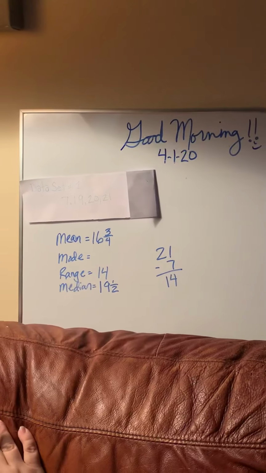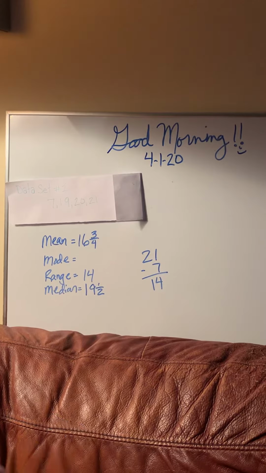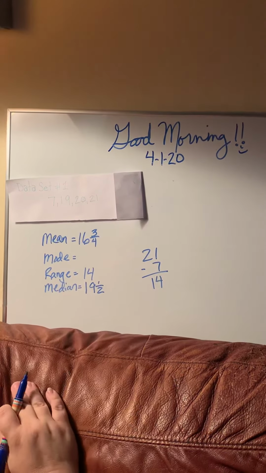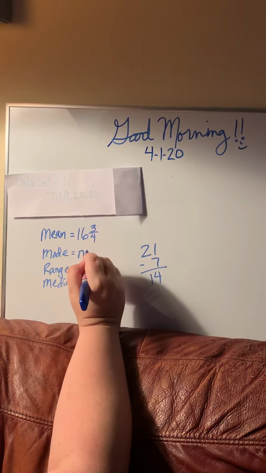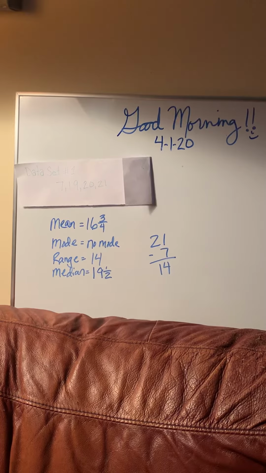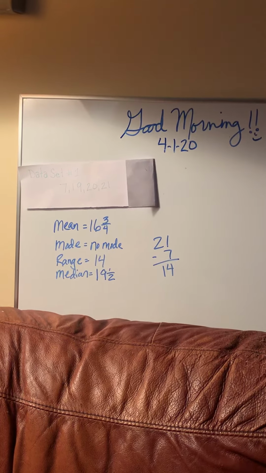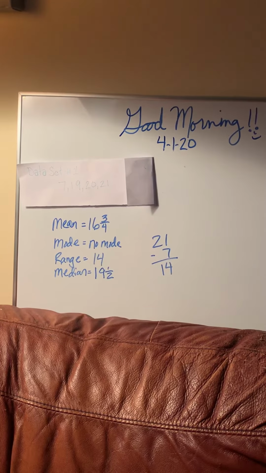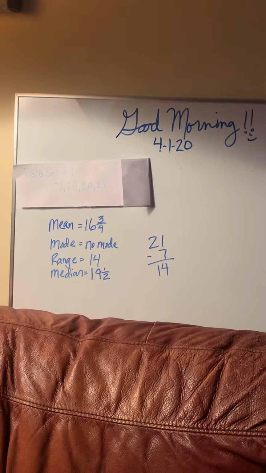And then the mode, we don't have one. So sometimes in your data, you're going to have no mode, okay? And that is okay, all right? In this case, we don't have a mode. We don't have a number that occurs most often, all right?